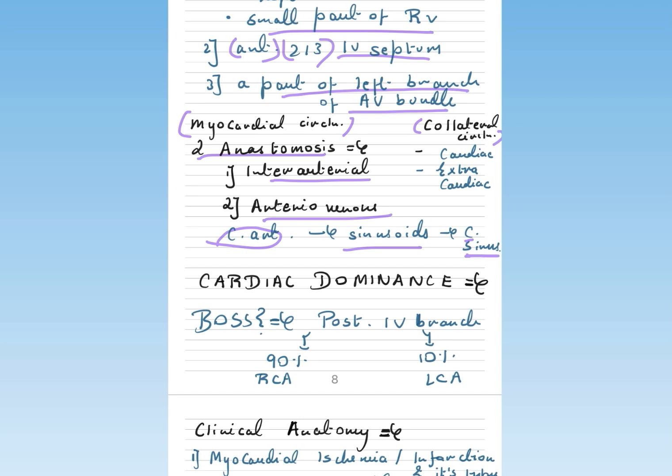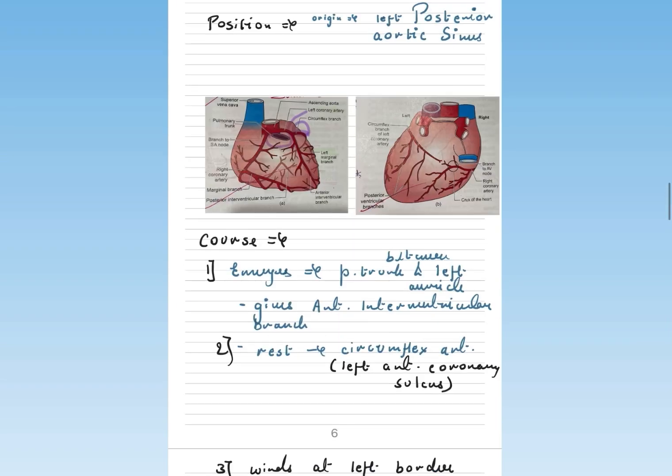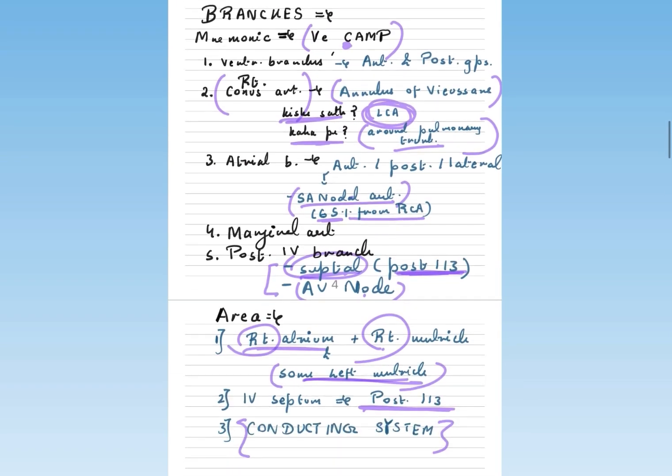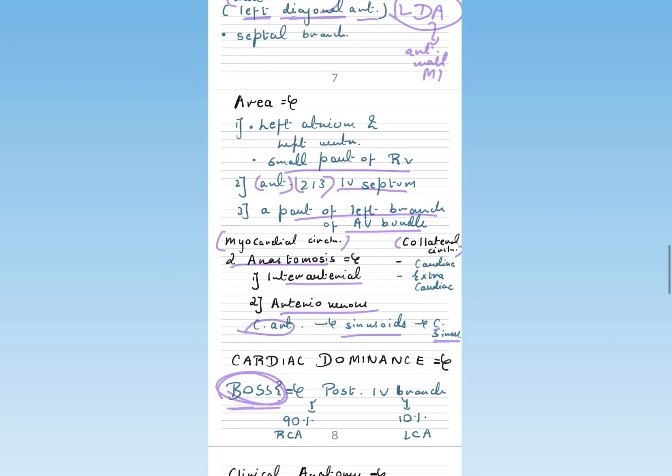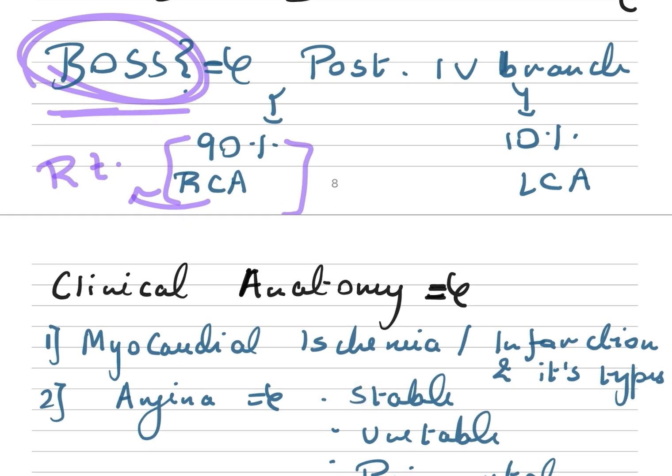And the collateral circulation includes the cardiac and extracardiac. Then the concept of cardiac dominance. We all must know who is the boss. The boss is the one who gives the posterior interventricular branch. So we studied that normally the RCA is the one which gives the posterior interventricular branch. So in 90% of cases, the RCA gives the posterior interventricular branch, and hence in 90% cases it is a right dominant heart. Whereas in 10% cases, the posterior interventricular branch is given by the LCA, and that is the left dominant heart.